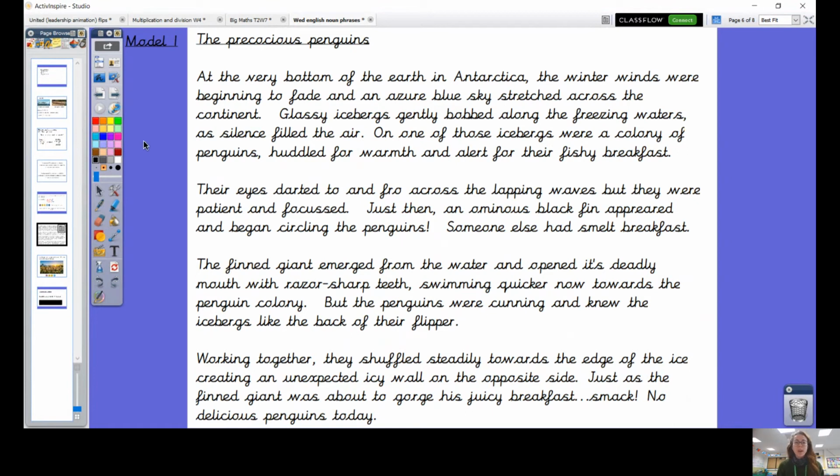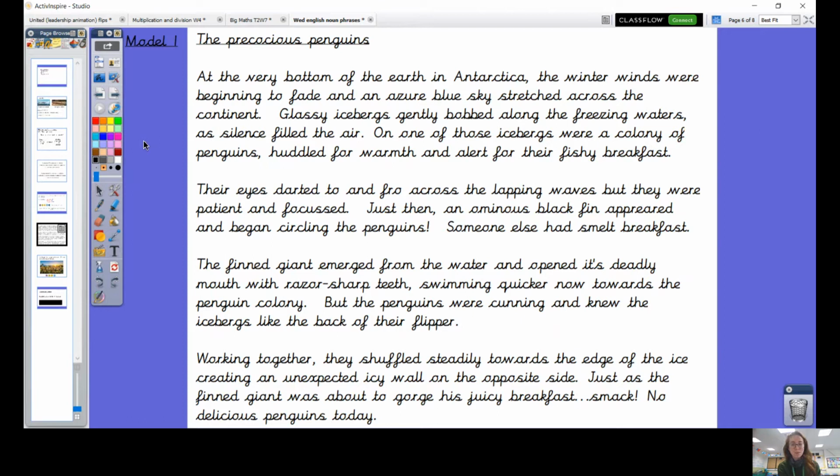Okay. At the very bottom of the earth in Antarctica, the winter winds were beginning to fade, and an azure blue sky stretched across the continent. Glassy icebergs gently bobbed along the freezing waters as silence filled the air. On one of those icebergs was a colony of penguins, huddled for warmth and alert for their fishy breakfast. Their eyes darted to and fro across the lapping waves, but they were patient and focused.